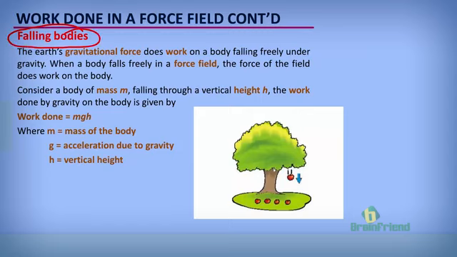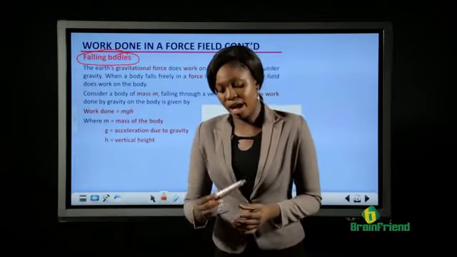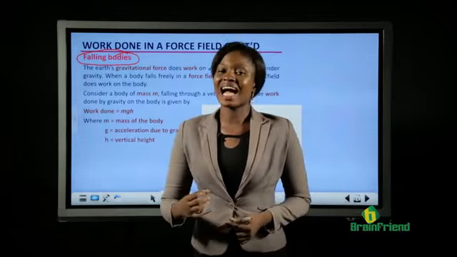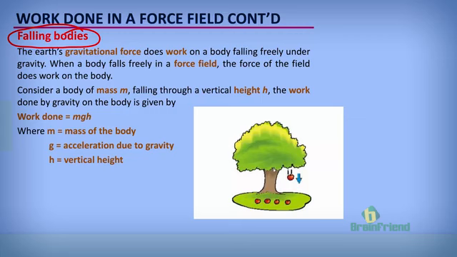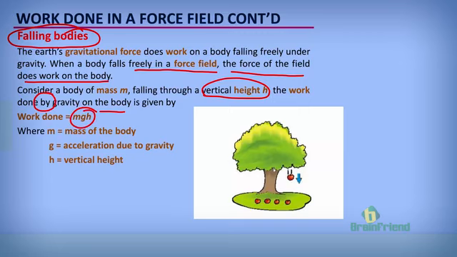Then now the second category, which is falling bodies. The Earth's gravitational force does work on bodies. Now, for a body to fall, it means the work done is actually by gravity. The other one, to lift a body, the work done is against gravity. But for falling bodies, the work done is by gravity. So when a body falls freely in a force field, the force of the field does work on the body. Consider a body of mass m falling through a vertical height. The work done by gravity on the body is given by mgh, where m is the mass of the body, g is the acceleration due to gravity, and h is the vertical height.